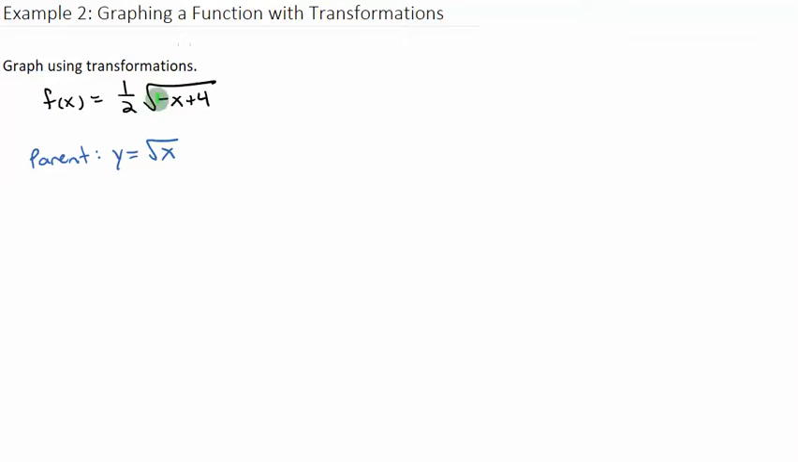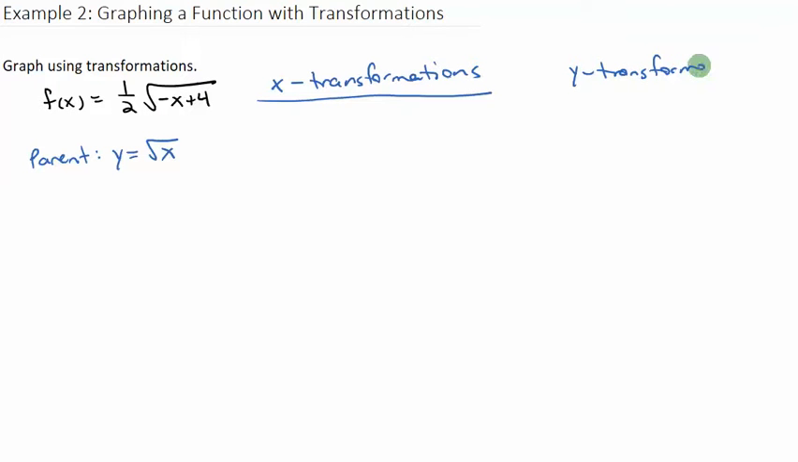Now what we have to do is address all the stuff that's not the square root of x, right? The 1/2, the negative, the plus 4. Those are what we call transformations. So I'm going to separately list x transformations and y transformations. They affect the graph in different ways. X transformations affect the graph in the x direction, meaning left and right, and y transformations affect the graph in the vertical direction, meaning up and down.